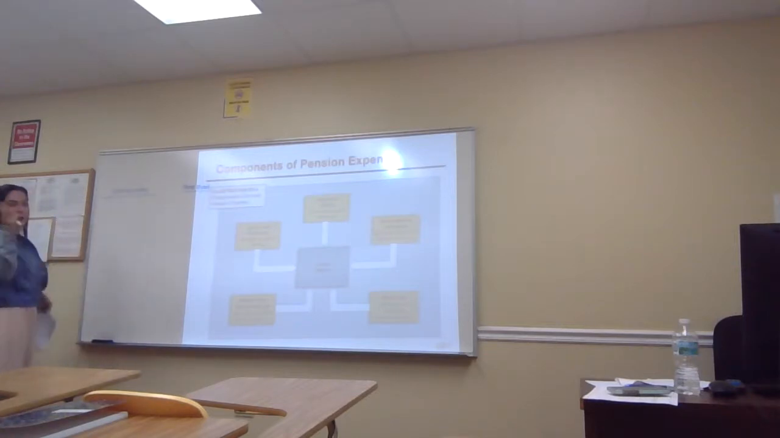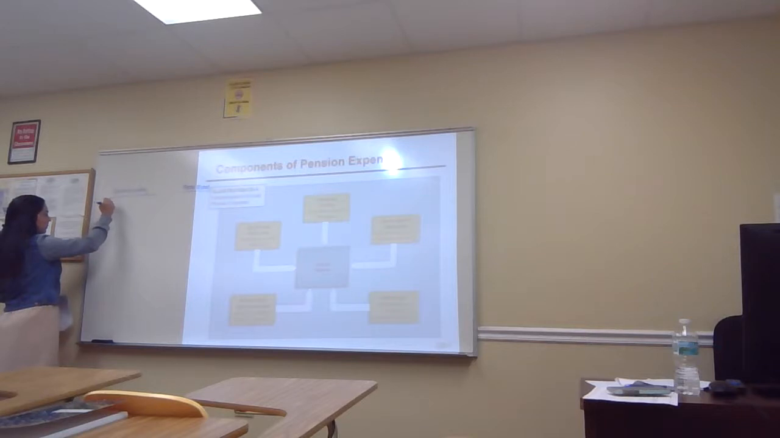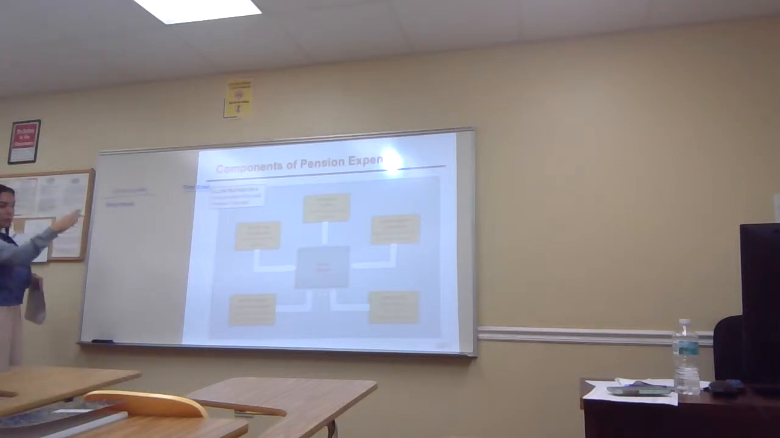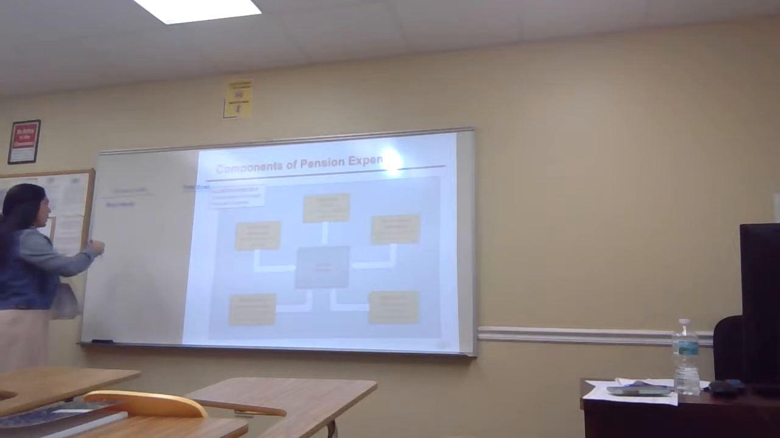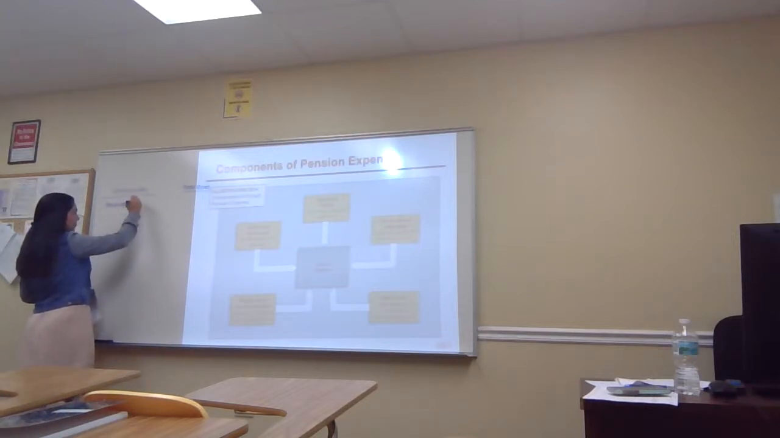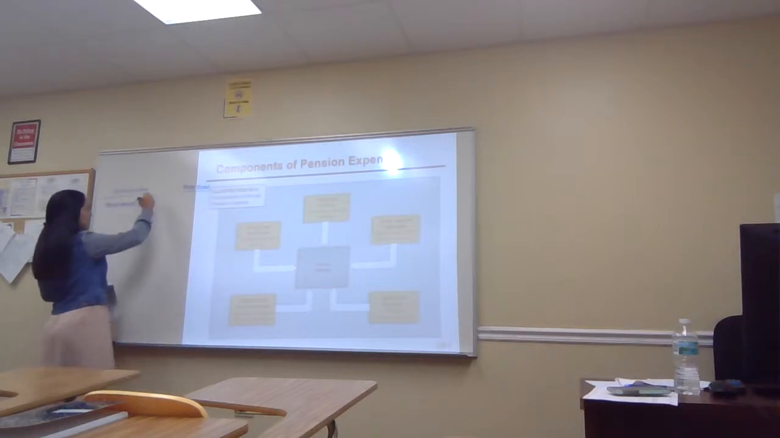On your journal entry side, you're gonna have three components. You're gonna have your pension expense. And this is gonna kind of look like an Excel sheet. When we start working on it, Excel is a great component to use for this worksheet. You're gonna have cash, and you're going to have pension asset or liability.